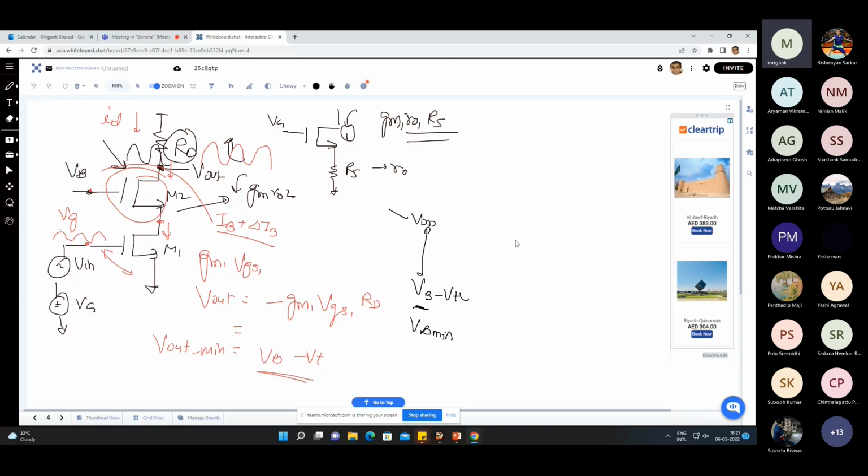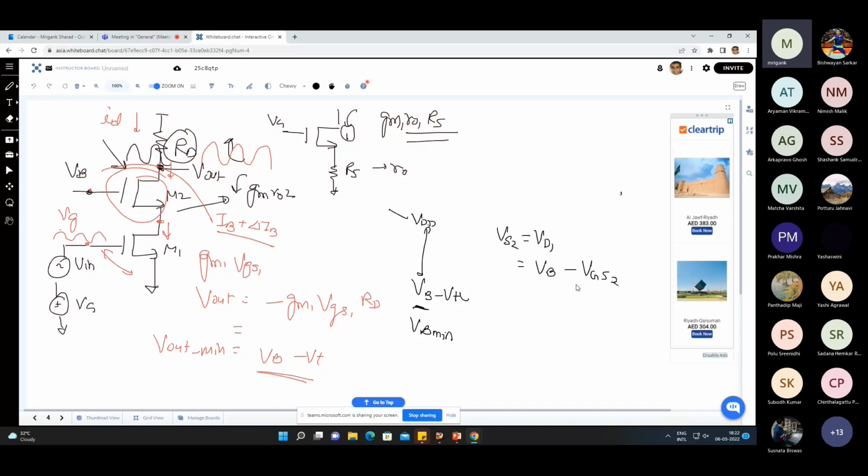The source voltage of M2, VS2, which is equal to VD1, is equal to VB minus the overdrive of M2. Overdrive means VGS minus VT. So, let me correct this: this is not the overdrive, but VB minus VGS of M2. So this is your VGS of 2.